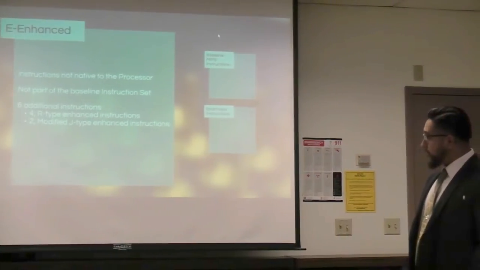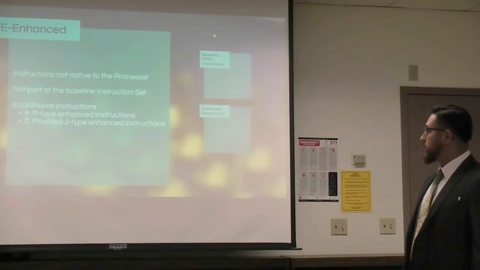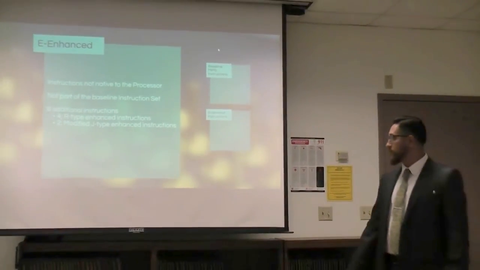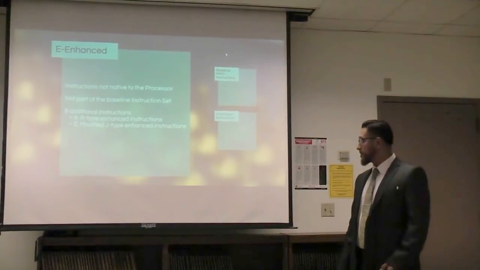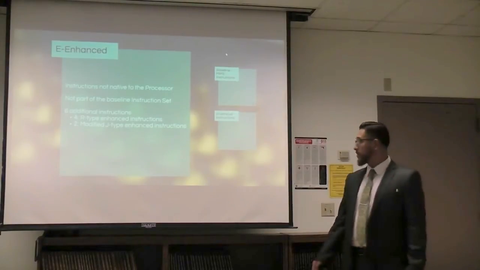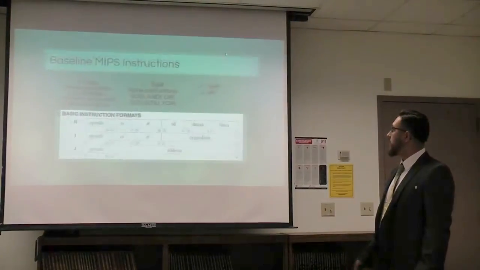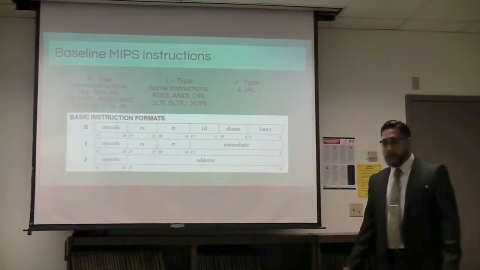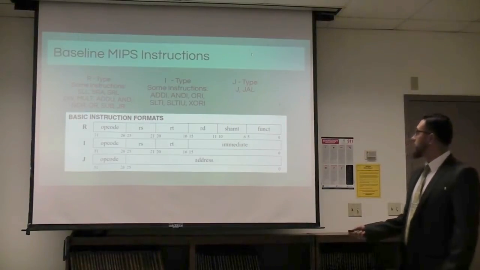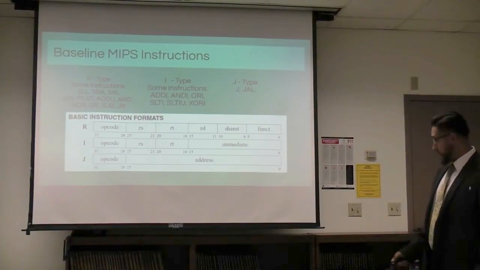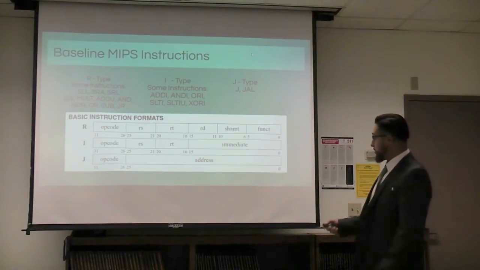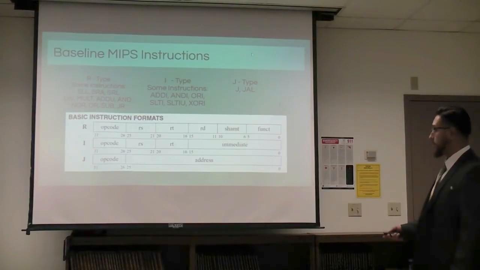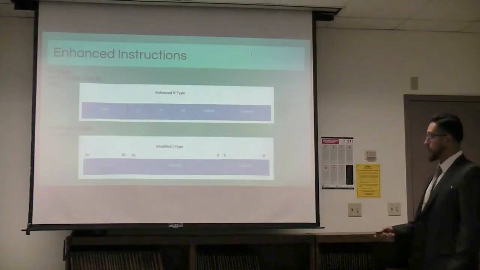So our MIPS instructions are divided into two major parts. We've got our baseline MIPS instructions and we've got our enhanced instructions. What we did for enhancement was 4 R-type enhanced instructions and 2 modified J-type instructions. Here we can see the baseline for the MIPS instruction set, which are R-type, I-type, and J-type. And here are some common instructions for those types. Below you can see the instruction formats for an R-type, I-type, and a J-type. Furthermore, we've got our enhanced instructions, which Ashish will discuss.